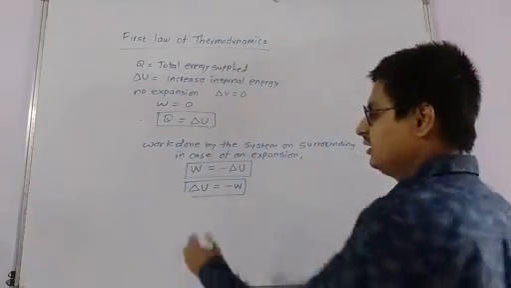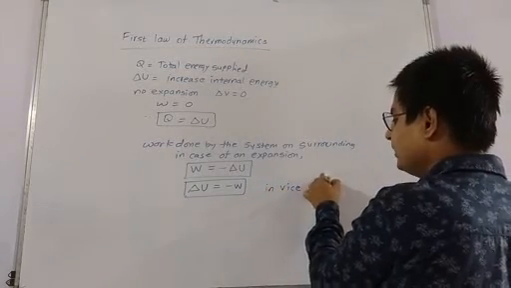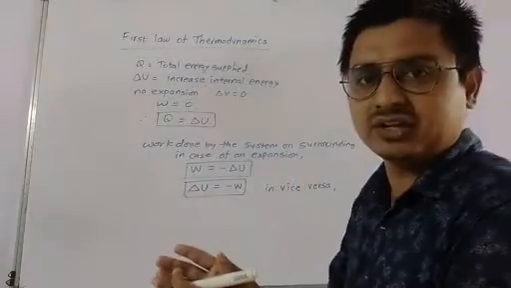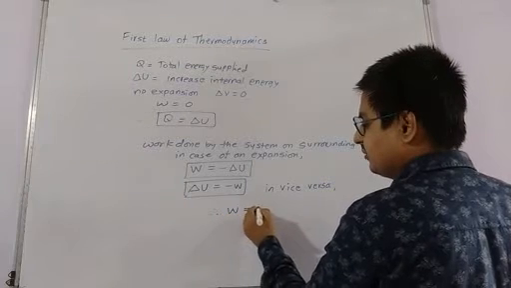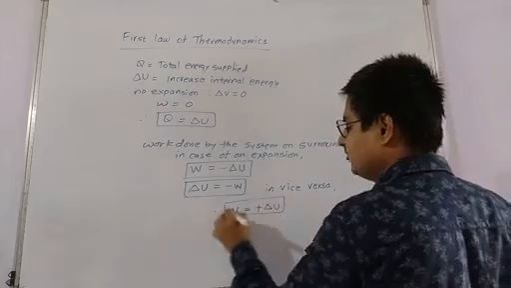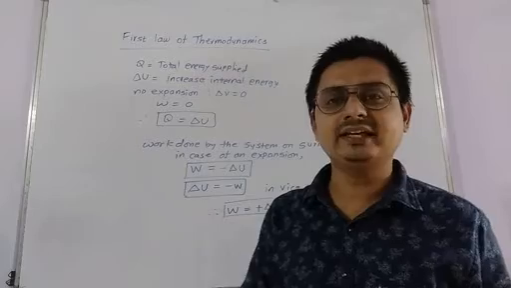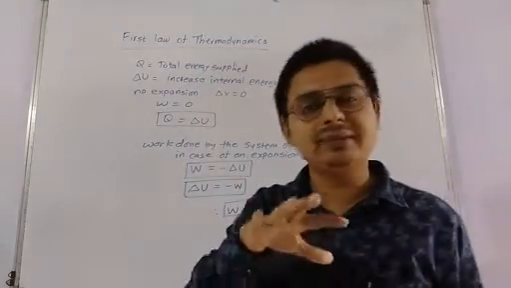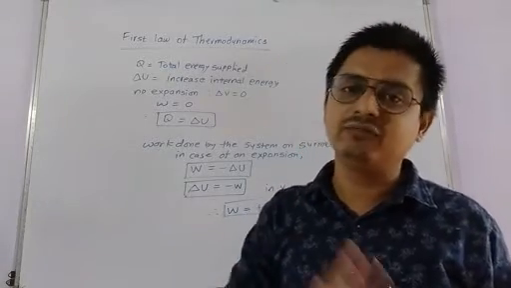Vice versa, that means work done on the system, that is during the contraction of a gas, W is plus delta U. That means both are positive, so work is also positive. Okay, but in case of work is not done, now you see here all three cases are clear: work is positive, work is negative and work is zero.